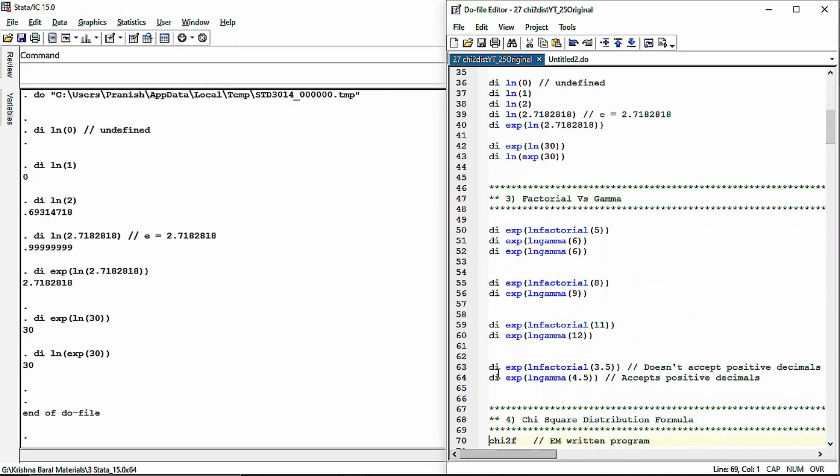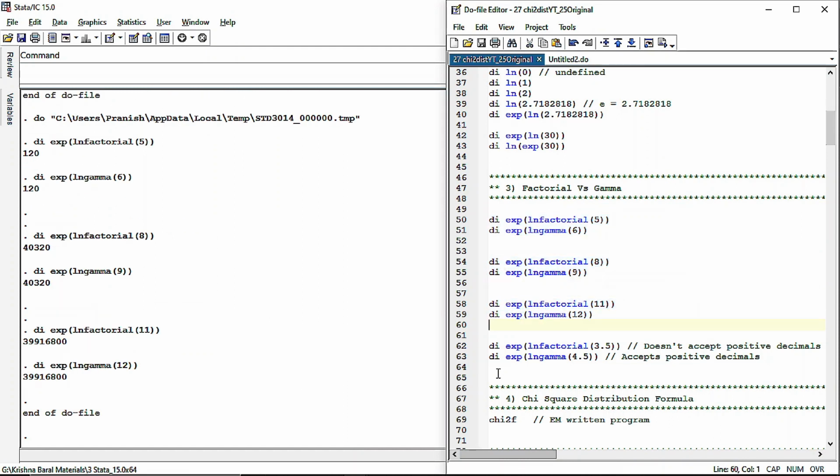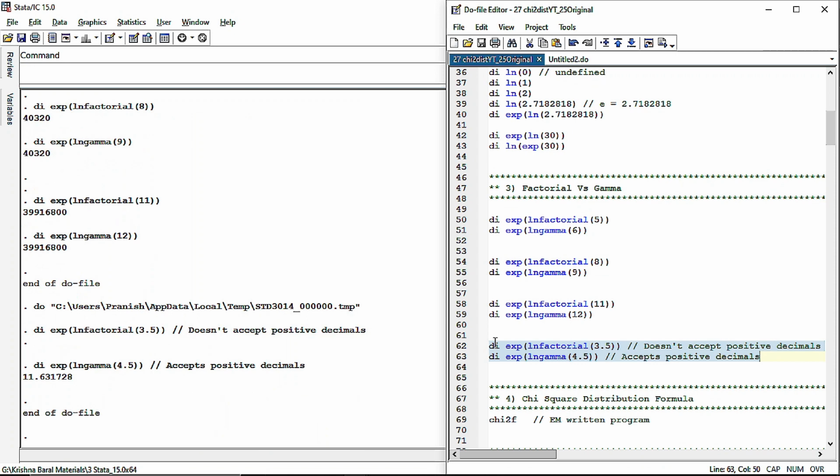Now let us see an example of the relationship between factorial and gamma. We know that gamma n is equal to n minus 1 factorial, which is evident from this example as well. The factorial of 8 is equal to gamma 9, and gamma 12 is equal to factorial 11. We cannot calculate the factorial of decimal values, while we can calculate the gamma of decimal values.